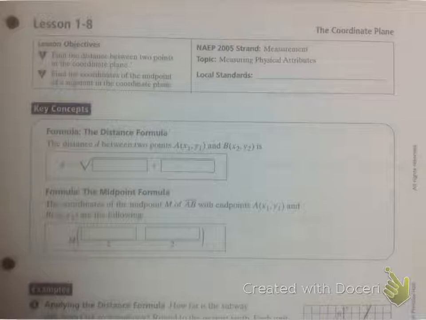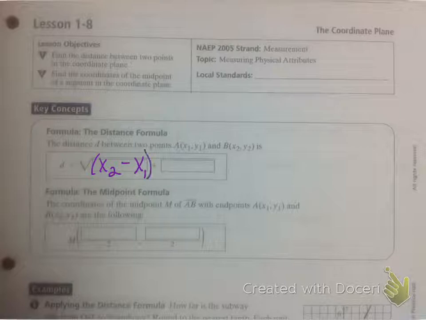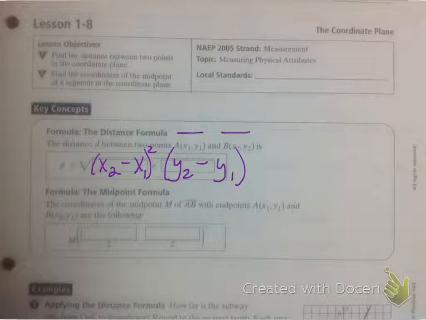It's D is equal to the square root of x sub 2 minus x sub 1 squared plus y sub 2 minus y sub 1 squared. We're going to let our first point be our x1 and y1, and our second point be x2, y2. And after we establish which one's which, we just have to plug it into the formula.